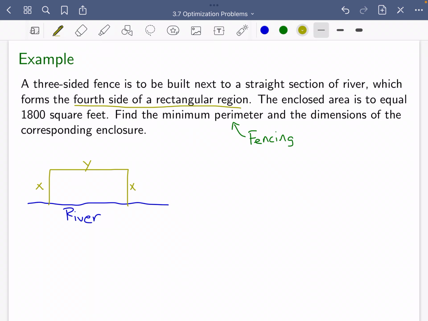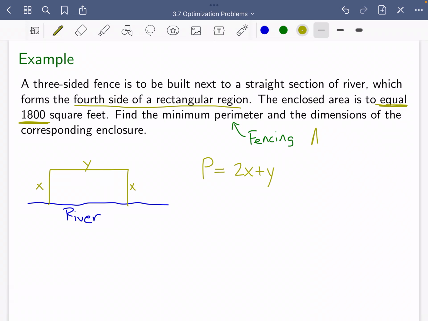We also want to identify any given quantities. We identified x, the sides that are adjacent to the river, and y, the side that's parallel to the river. We have the perimeter of fencing. It is going to be 2x plus y. That's the amount of fencing that we will need. We also have one other piece of information. We know that the enclosed area is 1,800 square feet.